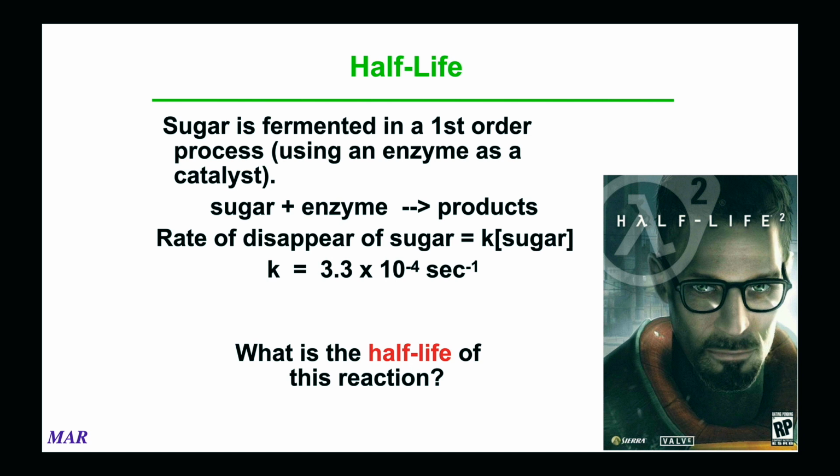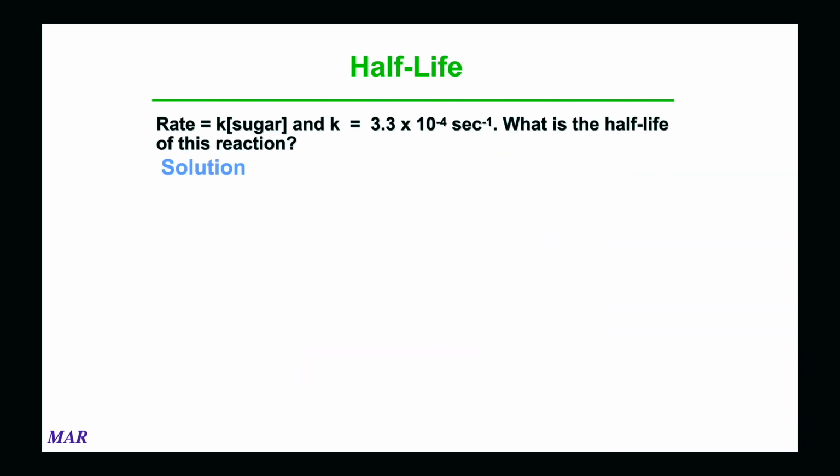My apologies. In the problem, going back to your regular scheduled programming, rate equals k times sugar, and k equals 3.3 times 10 to the minus 4. What's the half-life of this reaction? Now, this is kind of cool.